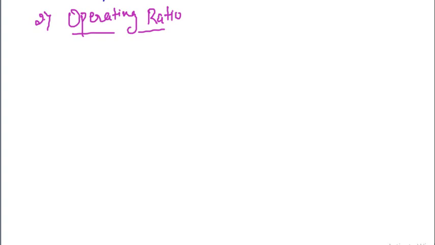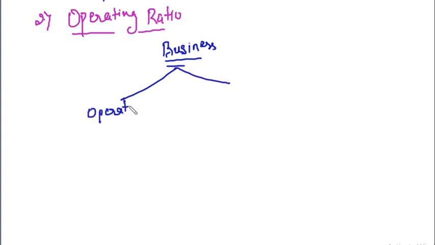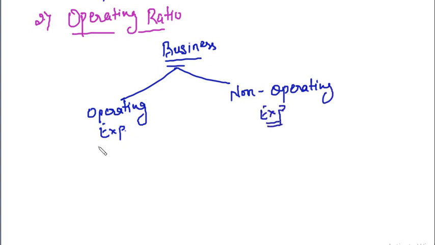Now, in the operating ratio, first you have to understand one thing, that for any business, there are broadly two kinds of expenses. One are known as operating expenses, the second one, non-operating expenses. If we talk about any business, broadly there are two kinds of expenses. The first one is operating expenses and the second one is non-operating expenses.